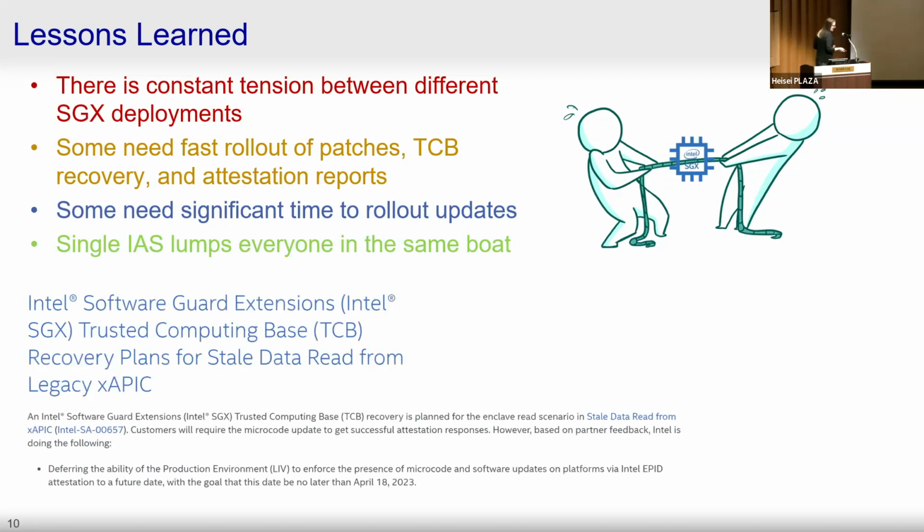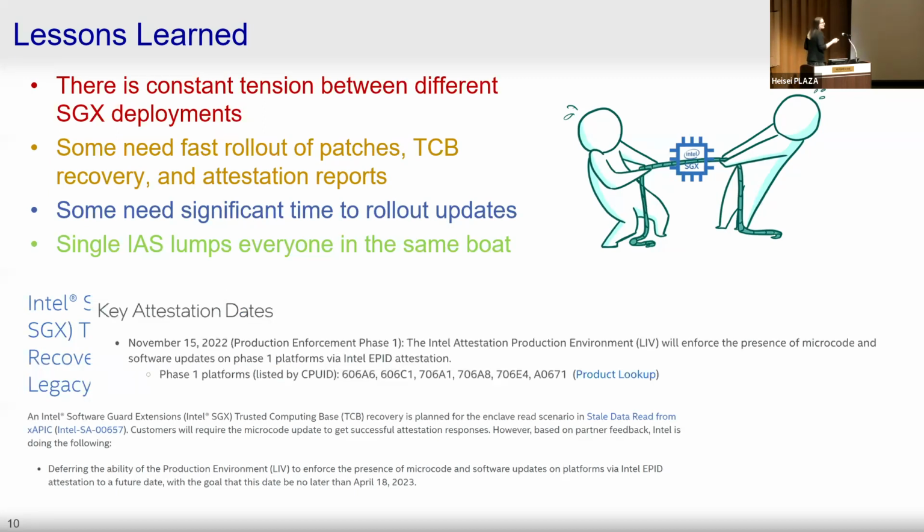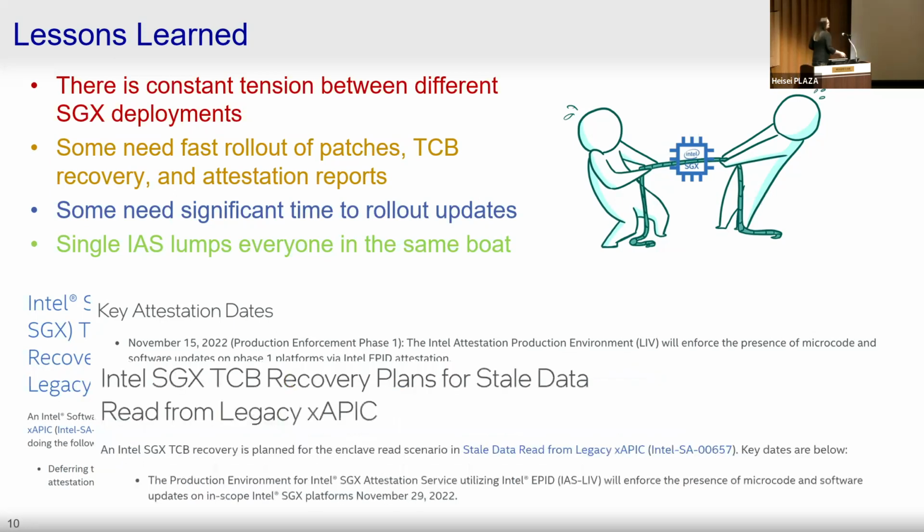We actually got to see this in practice with this xAPIC bug. When it first came out, you can see that they planned to enforce it in April of 2023. Then we came along and disclosed our work, and they were like, uh-oh, we better start enforcing this. So they picked November 15th as an enforcement date. And then they got pushback from other deployments that said, no, no, no, we can't be ready by then. We won't be patched, and our machines won't pass attestation. We need more time. And you watch them yo-yo to the final date they settled on, which was November 29th. So you can see this tension really at work between different deployments and their needs.